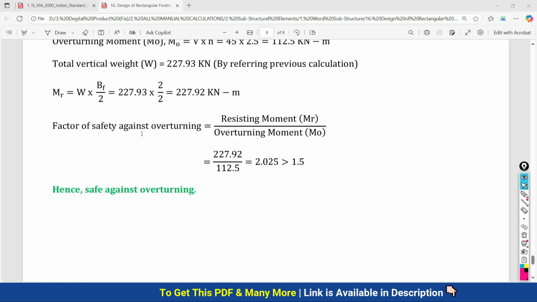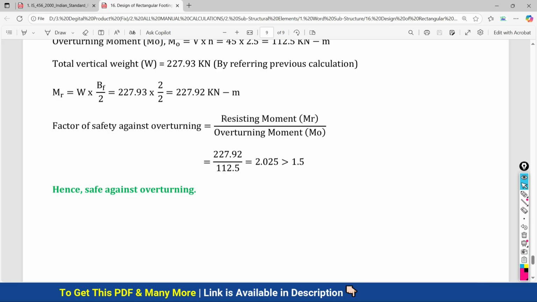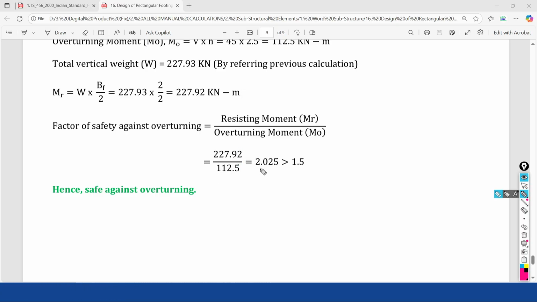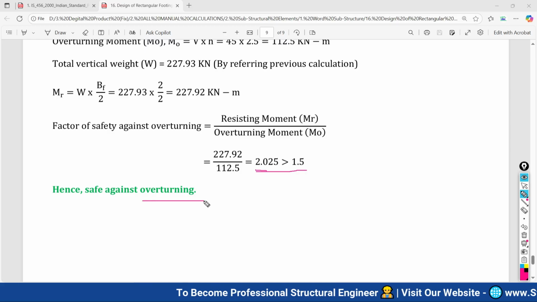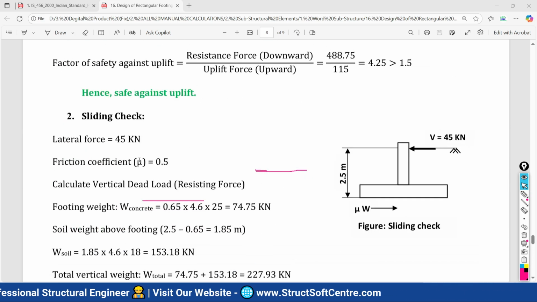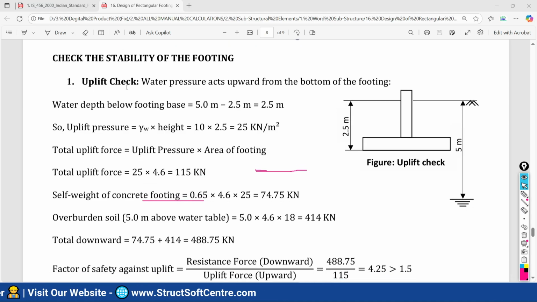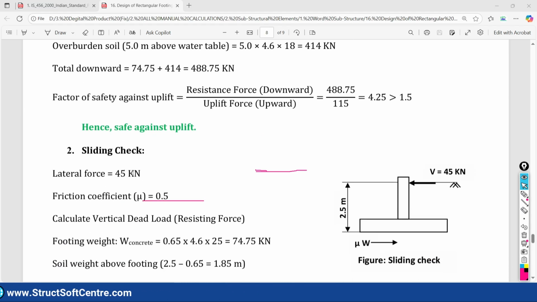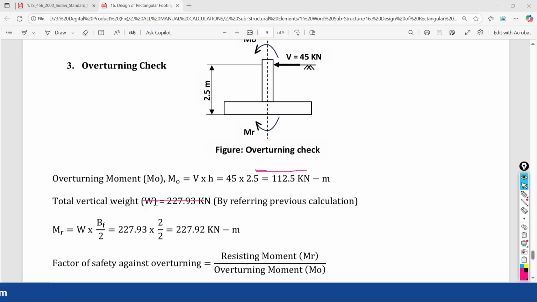Now the factor of safety against the overturning. Again, resisting moment divided by overturning moment. Resisting moment 227.92 divided by 112.5. This ratio is again coming out to be 2.025, greater than 1.5. Hence again I can conclude that the design is safe against the overturning as well. So all the stability checks are safe. Your design or stability is safe against the uplift, against the sliding, and against the overturning.